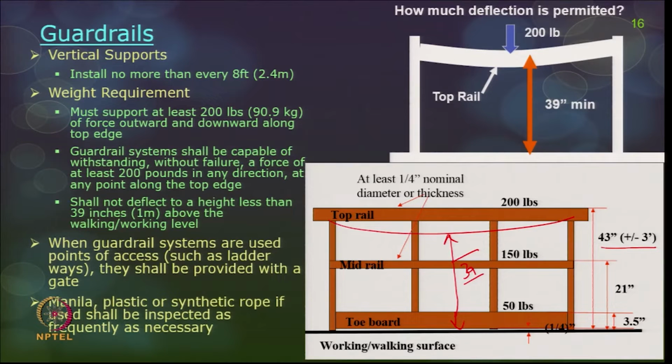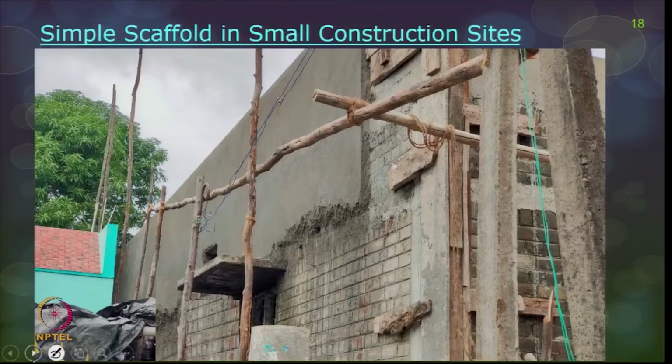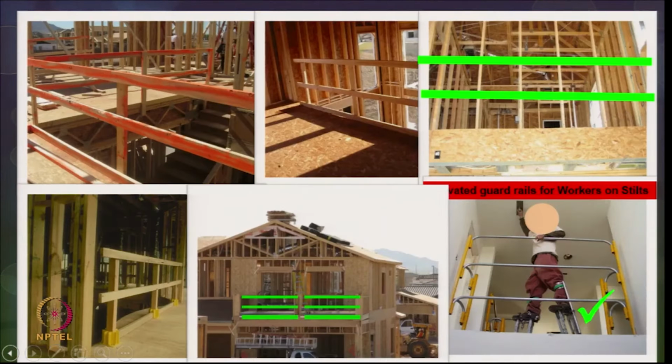And if these guardrails are used as a point of access for ladderways or something, then they should have a proper gate also, so that they are not disturbed, and the people are walking in and moving out when there is a guardrail in place. If any site is using manila or plastic or synthetic ropes, then they should also be tested very frequently in order to check whether they are still withstanding the strength requirements or not.